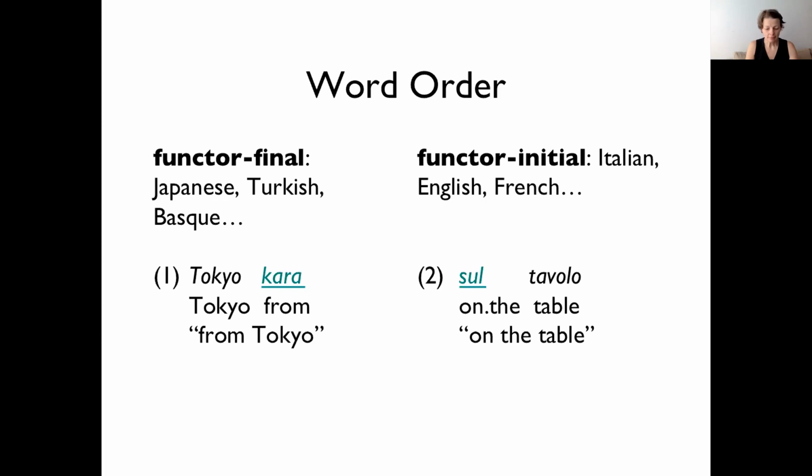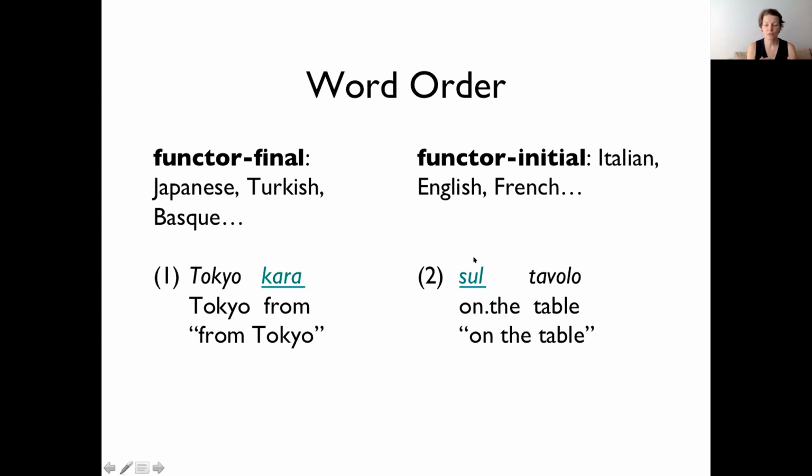So with this caveat, typologically, we distinguish functor initial and functor final languages. Japanese, Turkish, or Basque are well-known examples of functor final languages. As you see in this very simple illustration, what this means is that, say, in an adpositional phrase, Japanese is going to have a postposition. So you have a content word followed by a functor. The opposite is true in Italian, English, French, many of the Indo-European languages. This is an example from Italian, where you can see that the functor precedes the content word.